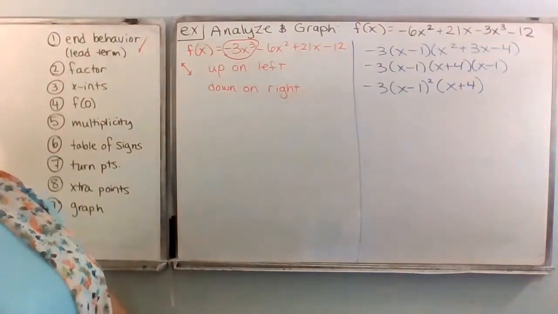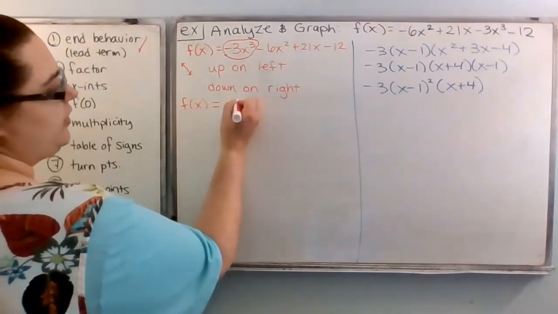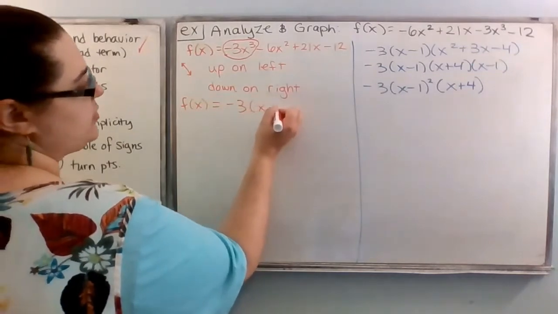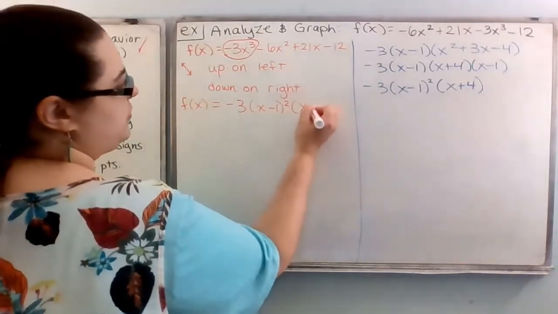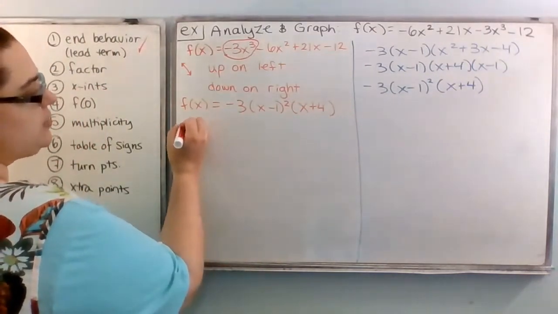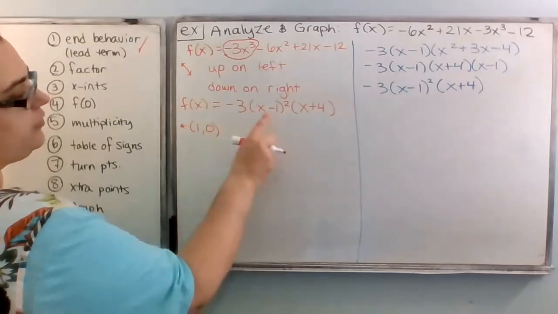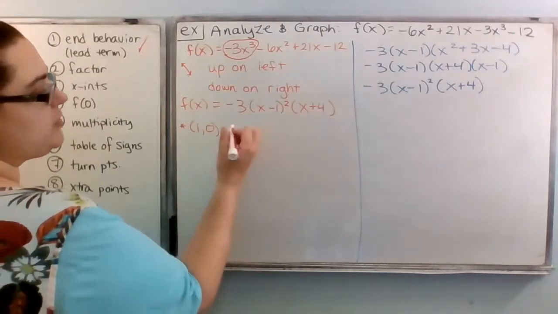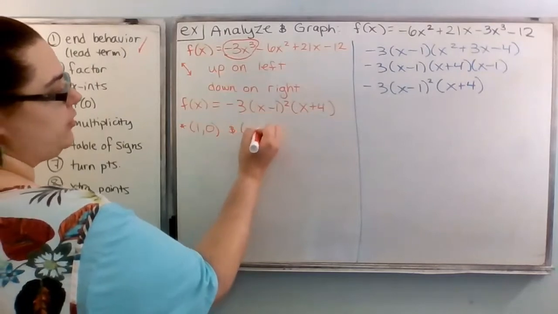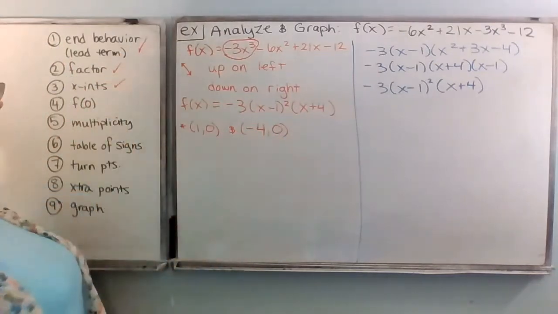So I'm going to write the factored form over here. So f of x is going to equal negative 3 (x minus 1) squared and (x plus 4). So this means my x-intercepts are going to be 1, 0 from this factor. And from this one, we have negative 4, 0. So we factored and we found our x-intercepts.